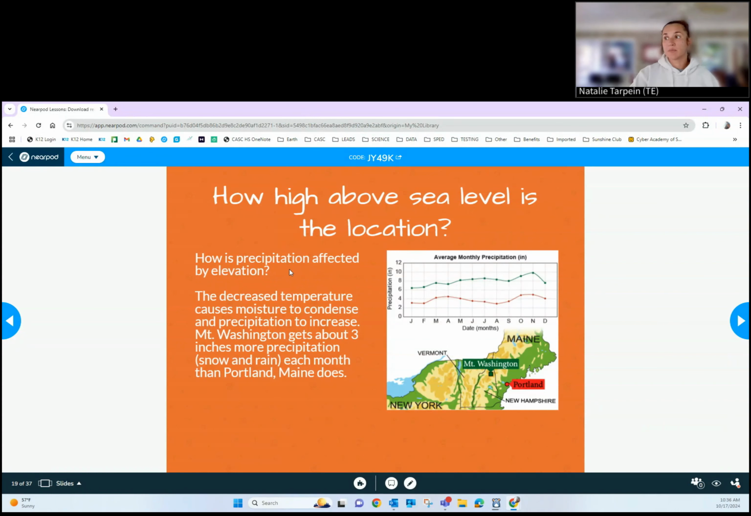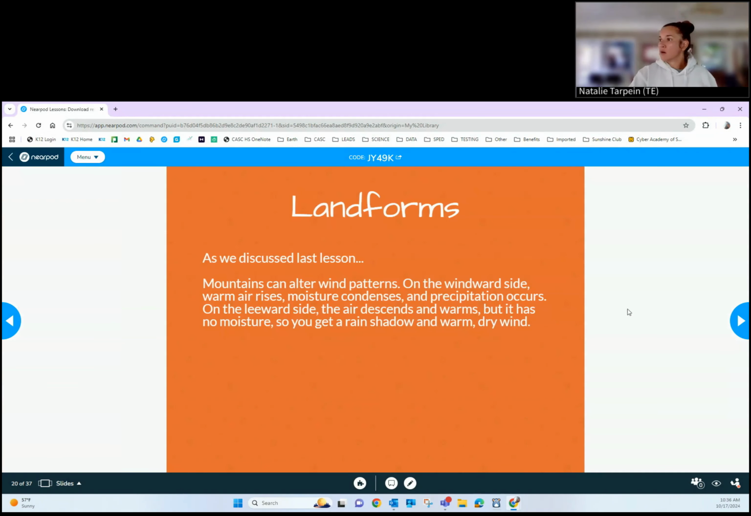And how is precipitation affected by elevation too? So decreased temperature can cause moisture to condense and precipitation to increase in the mountains, for example. So Mount Washington getting on average more rainfall than the Portland area. Okay, landforms too. We talked a lot about mountains. We talked about that rain shadow effect.